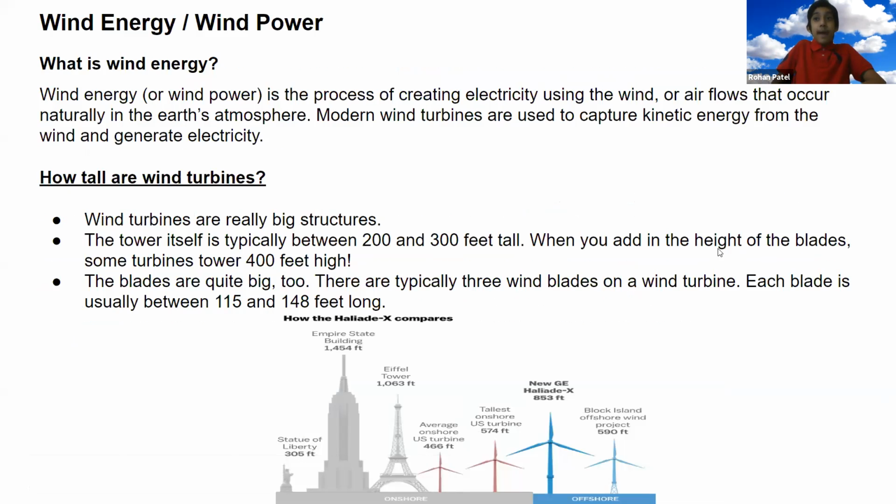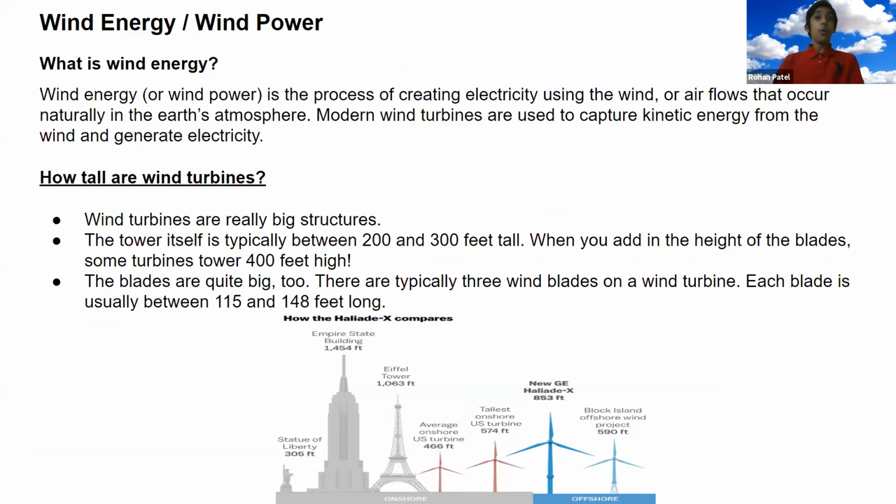Wind energy and wind power. What is wind energy? Wind energy is the process of creating electricity using the wind or air flows that occur naturally in the Earth's atmosphere. Modern wind turbines are used to capture kinetic energy from the wind and generate electricity.